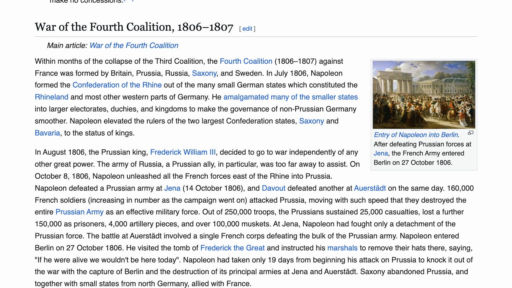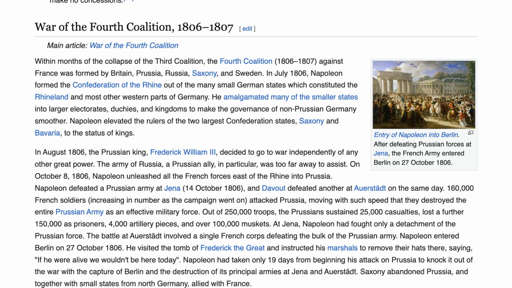He amalgamated many of the smaller states into larger electorates, duchies, and kingdoms to make the governance of non-Prussian Germany smoother. Napoleon elevated the rulers of the two largest Confederation states, Saxony and Bavaria, to the status of kings. In August 1806, the Prussian king, Frederick William III, decided to go to war independently of any other great power. The army of Russia, a Prussian ally, in particular, was too far away to assist. On October 8, 1806, Napoleon unleashed all the French forces east of the Rhine into Prussia.